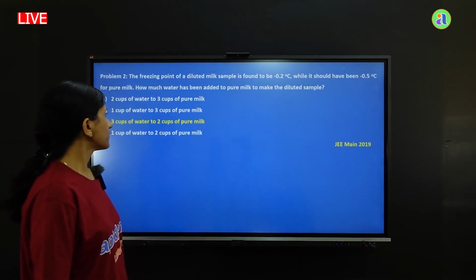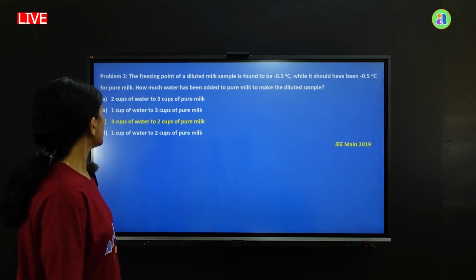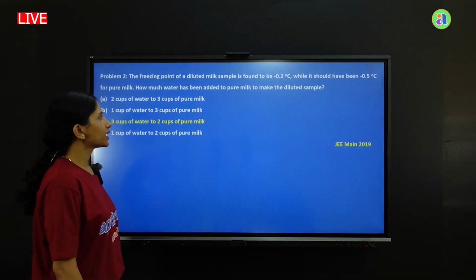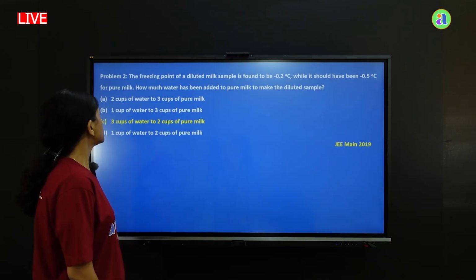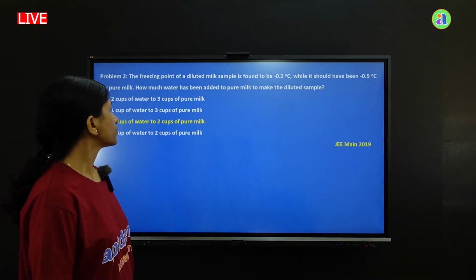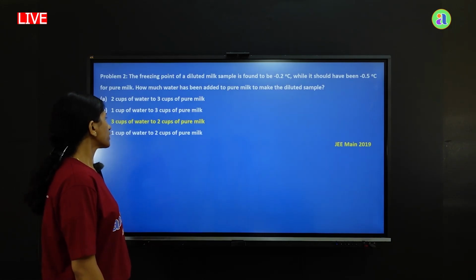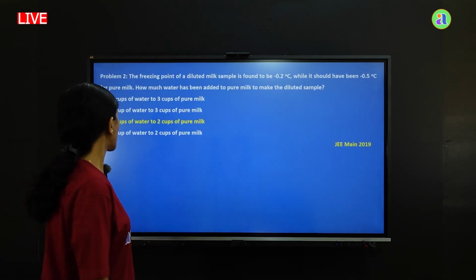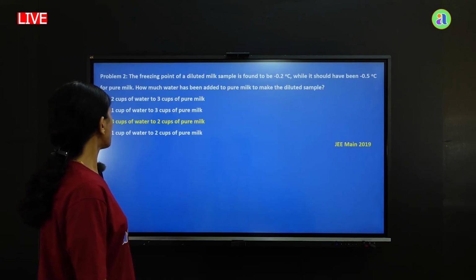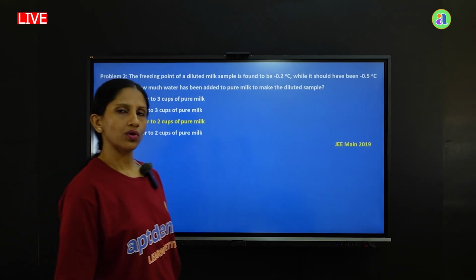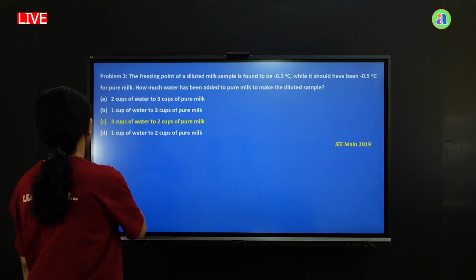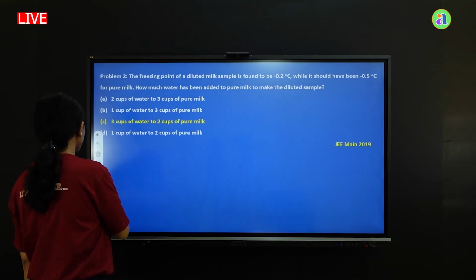Some options are given. Option A is 2 cups of water to 3 cups of pure milk. Option B is 1 cup of water to 3 cups of pure milk. Option C is 3 cups of water to 2 cups of pure milk. And option D is 1 cup of water to 2 cups of pure milk. Now let's see how we can solve this problem.